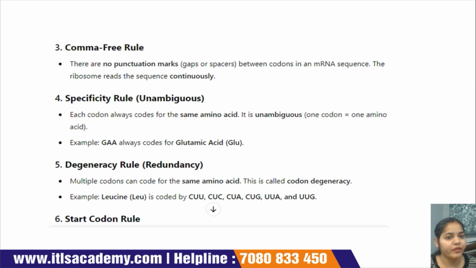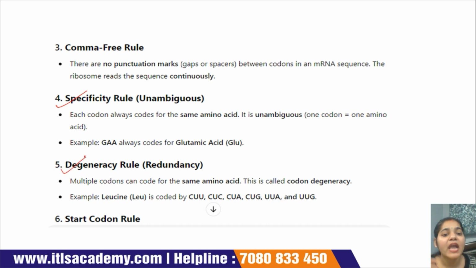Next rule is the comma free rule. There is no punctuation. There is no gap or space between codons in mRNA sequences. The ribosome reads the sequence continuously. Next, the specificity rule. Each codon always codes for the same amino acid. One codon codes one amino acid. For example, GAA always codes glutamic acid.